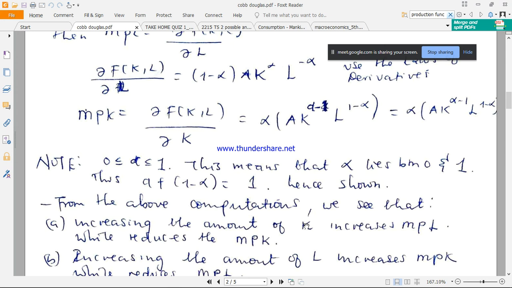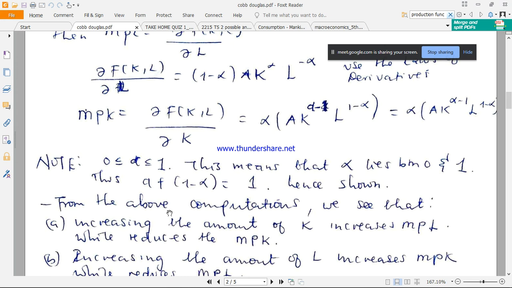Why? You have increased capital. So the marginal product of capital is not going to increase, instead it's going to reduce. Because what you've done is you've just provided a conducive environment for the workers to work in, which means labor productivity is going to increase, while the marginal product of capital is going to reduce.